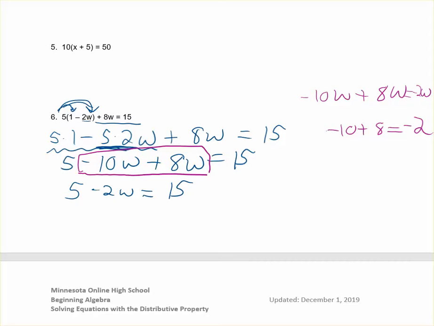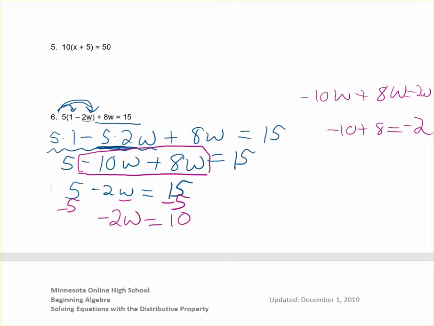Now we're trying to solve for w, the variable, and we have it being multiplied by a negative 2, and we have this 5 added to this whole term. So I need to get rid of the 5 by subtracting 5 from both sides. If I had added 5, I would just increase that number to 10, so that wouldn't help me simplify and find the variable. So 5 minus 5 is 0. I still have the minus 2w left. 15 minus 5 is 10.